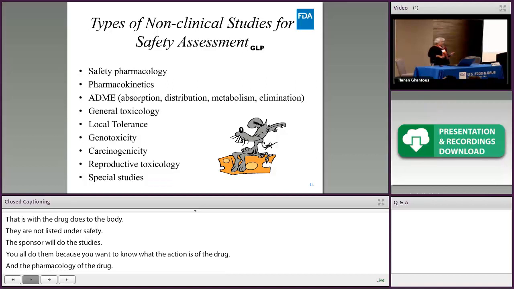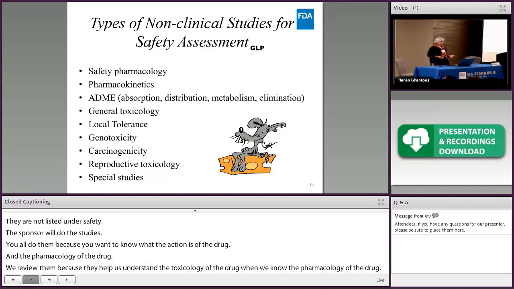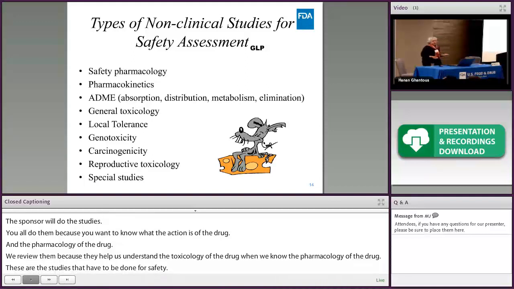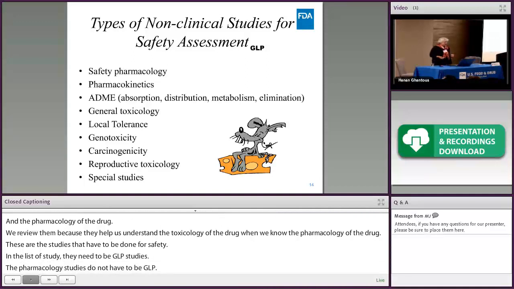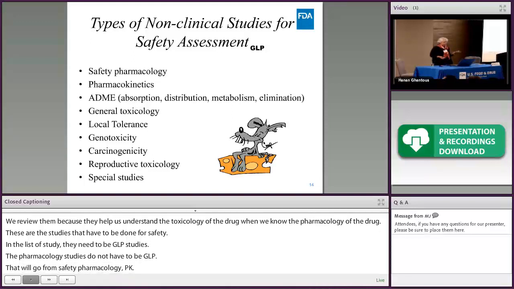And all this list of studies, they have to be GLP studies. The pharmacology studies don't have to be GLP. Those are the ones that need to be GLP. And they go from safety pharmacology, again, PK, ADME, general toxicology, local tolerance, genotoxicity, carcinogenicity, reproductive, and special studies if needed.